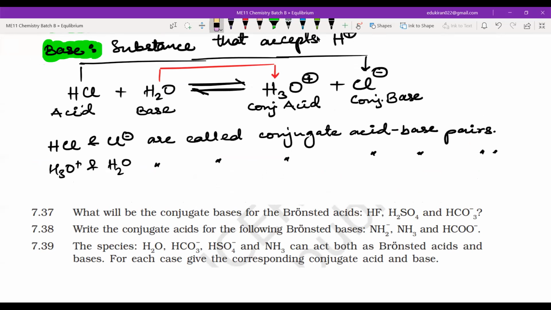Now you tell me what is happening with H3O plus. H3O plus is converting to H2O. If I go from here to here, backward, H3O plus is getting converted to H2O, yes or no? So is it donating something? Yes, it's donating H plus. So it is an acid, but it was only formed from H2O. That is why we say that it is a conjugate acid of H2O.